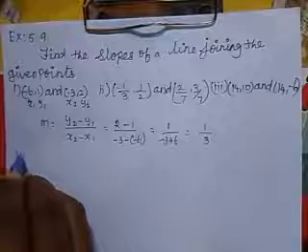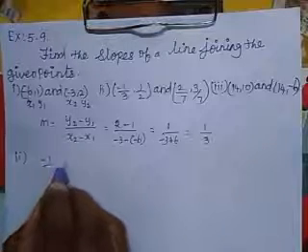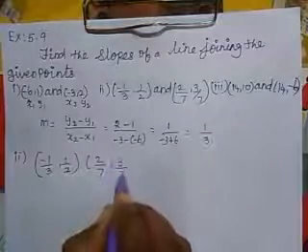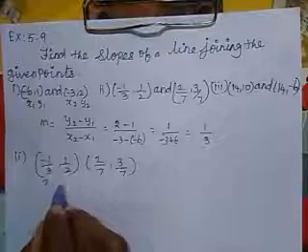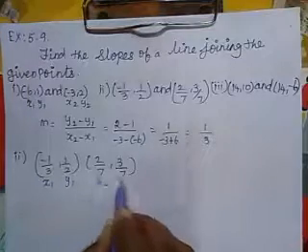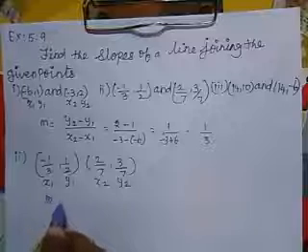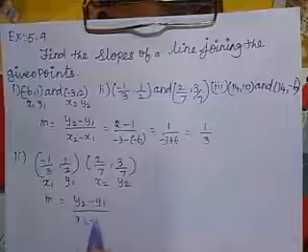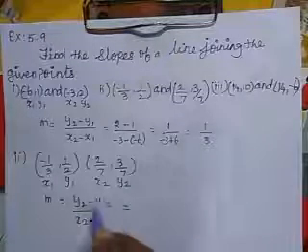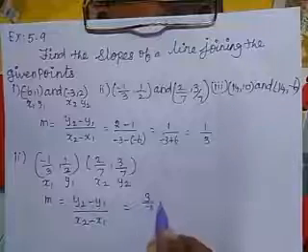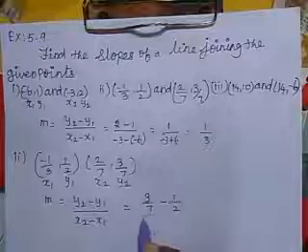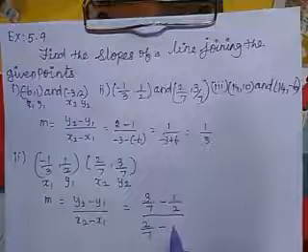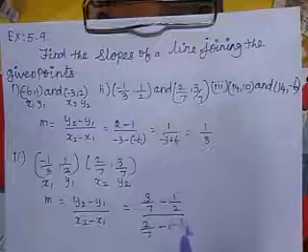The second question is minus 1 by 3, 1 by 2 and 2 by 7, 3 by 7. Take the points as x1, y1, x2, y2. So the slope m is equal to y2 minus y1 by x2 minus x1. Here y2 is 3 by 7, y1 is 1 by 2, x2 is 2 by 7, minus x1 which is minus 1 by 3.